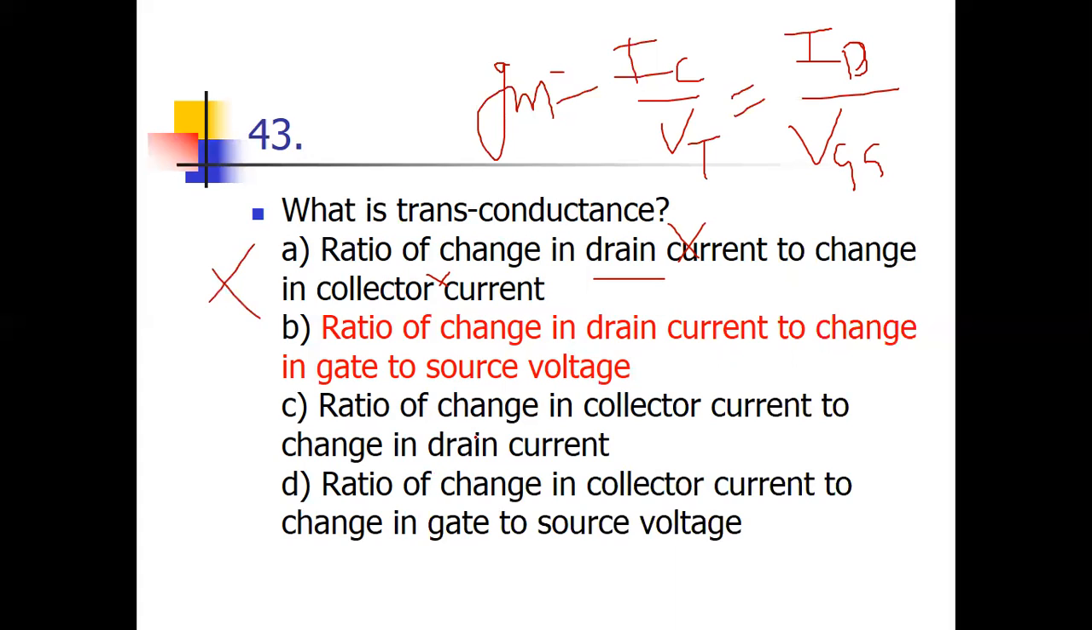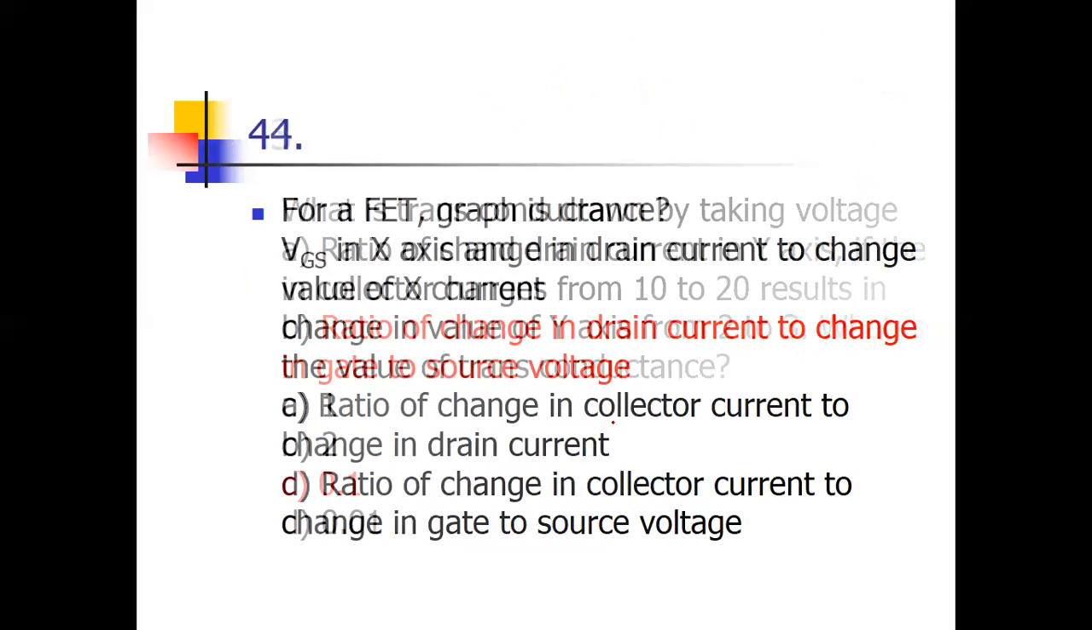In option C, they are talking about collector current to drain current. Both are currents. So transconductance is not the ratio of currents. And in option D, they are talking about collector current for BJT and gate to source voltage for FET. So both parameters should be either of BJT or FET. This is also wrong. Now the second option is the ratio of change in drain current to change in gate to source voltage. This is okay.